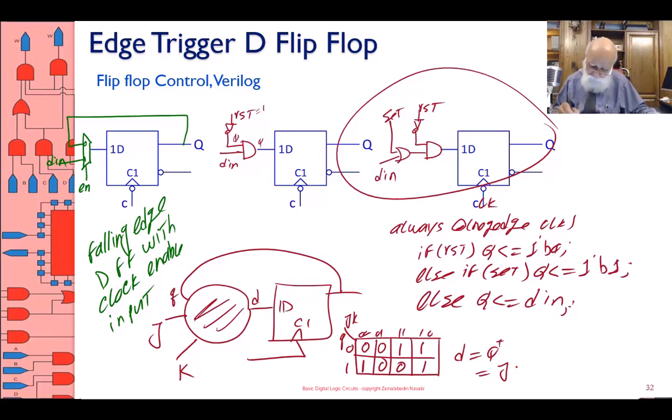Let's say this is Q bar, ORed with K bar Q. And therefore, all you need is J Q bar, K bar Q, OR them together.